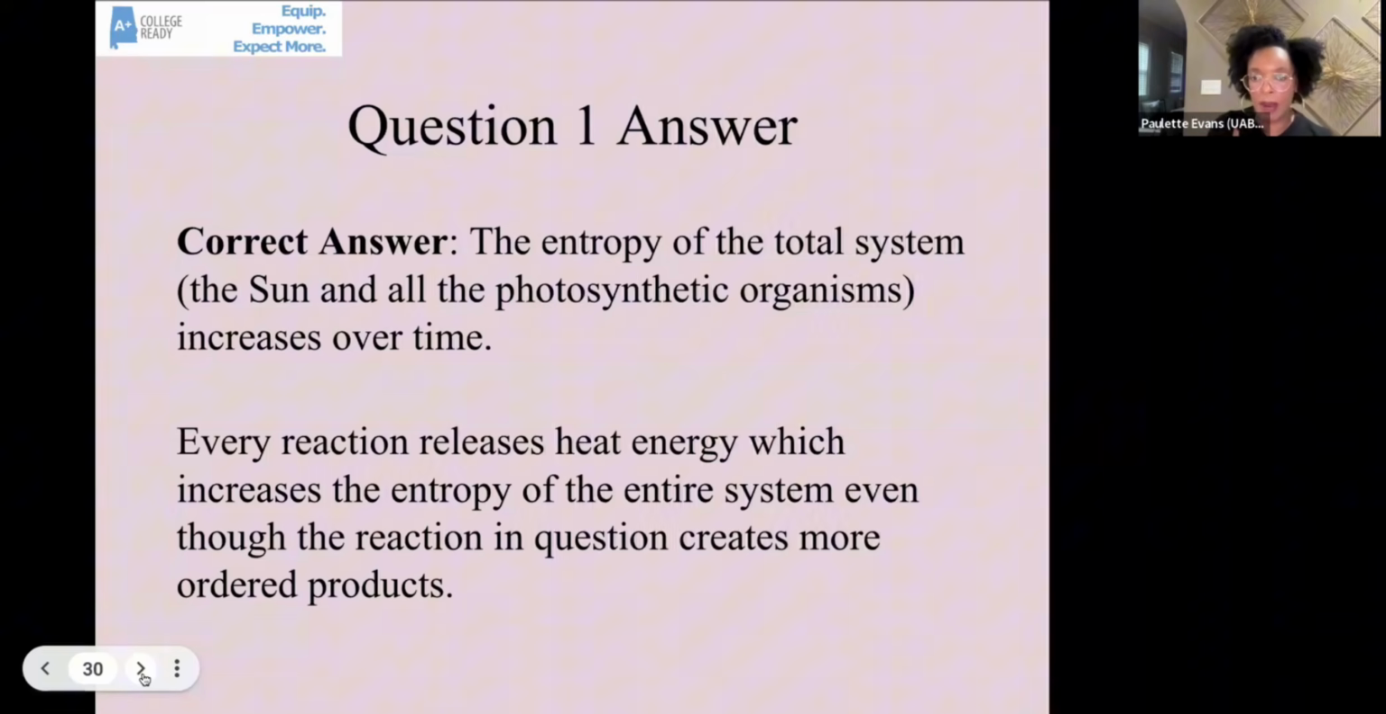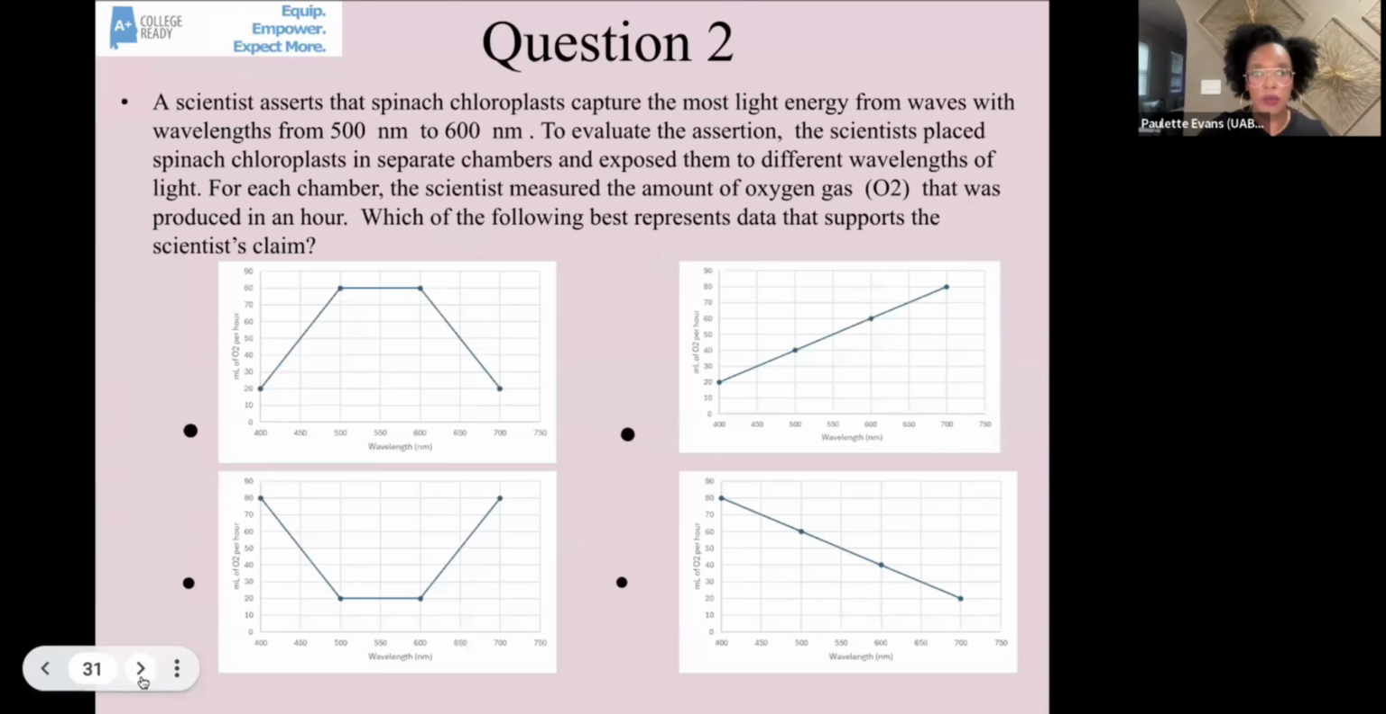All right. And then you see here captured at the bottom, a summation of that second law of thermodynamics again. Every reaction releases heat, which increases the entropy of the entire system, even though the reaction in question creates more ordered products. What we mean by the entire system is everything, you and everything outside of you.